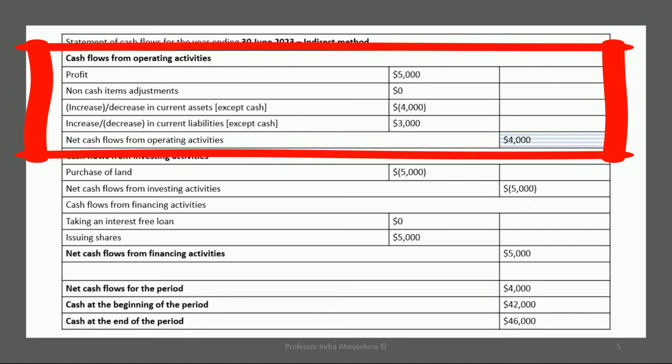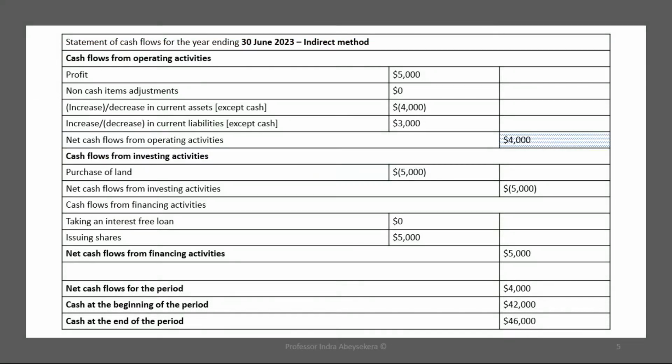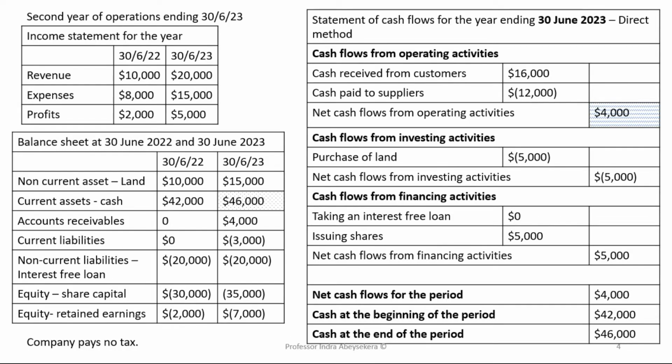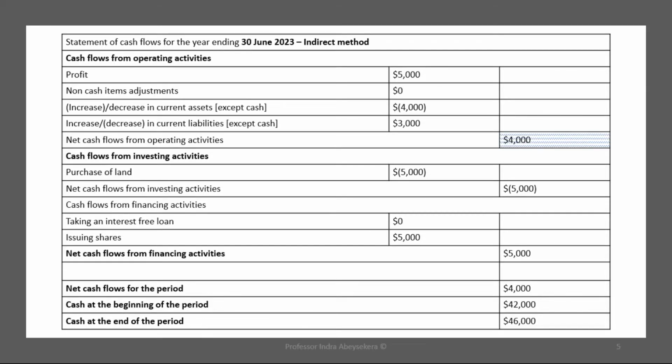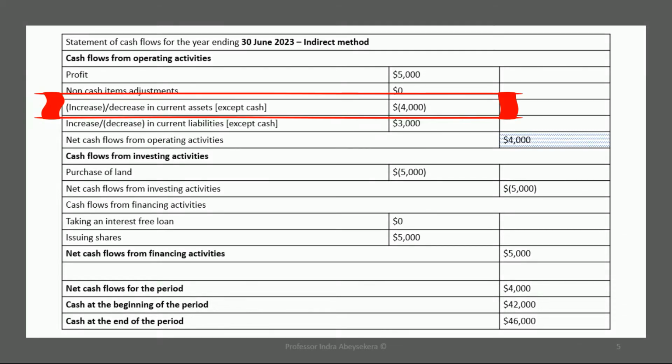But the accounts receivable has now increased from 0 to 4,000. When accounts receivable increases, it means we have not received cash. That means we have to deduct that, equivalent to a cash outflow. So therefore we make an adjustment of less 4,000, which decreases the profit as we are arriving at the cash situation.